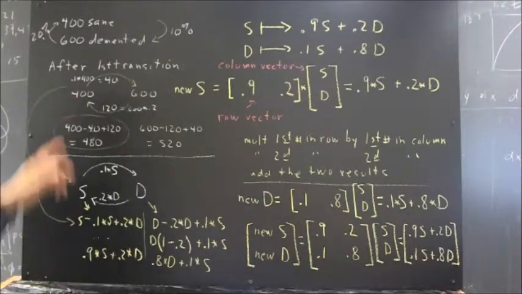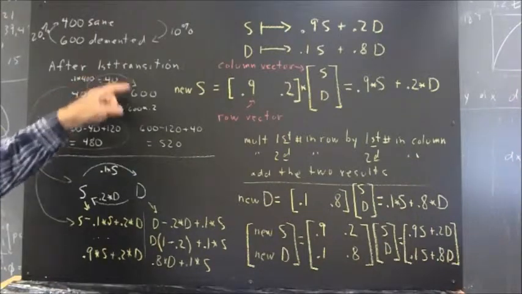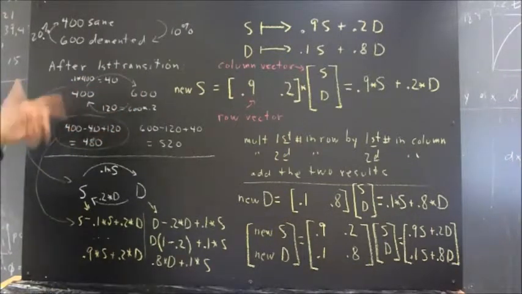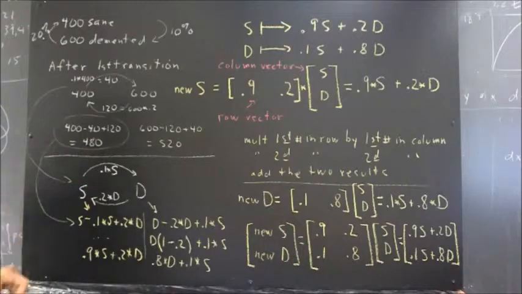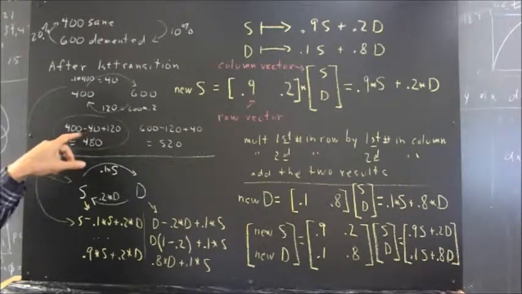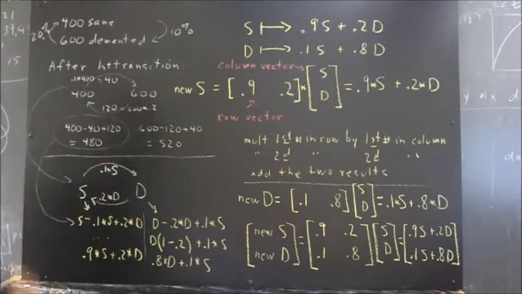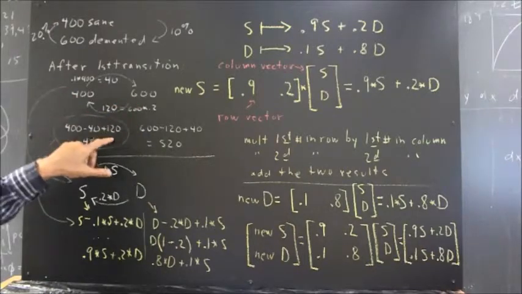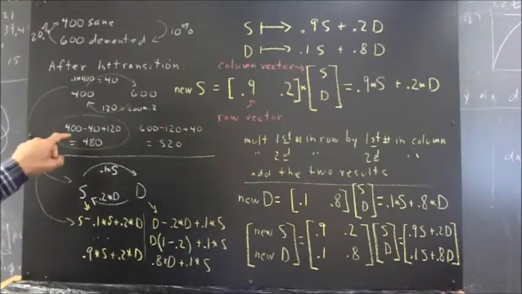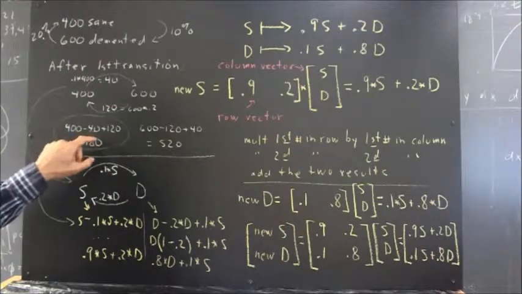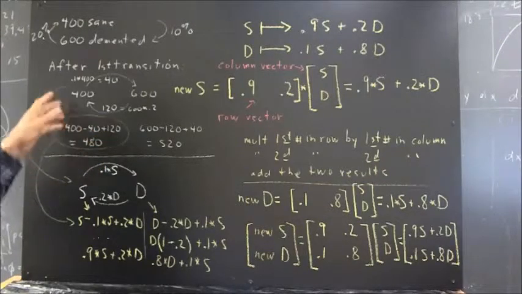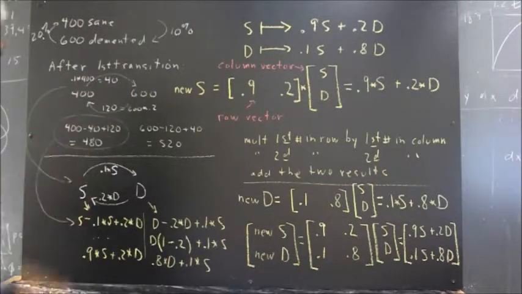So what do we have? We have 40 sane being lost, 120 being gained. That's a gain of 80, giving us 480. And I write that as 400 minus the 40 that goes over this way, plus the 120 that comes back this way. Just the most straightforward way of depicting what actually happens here.